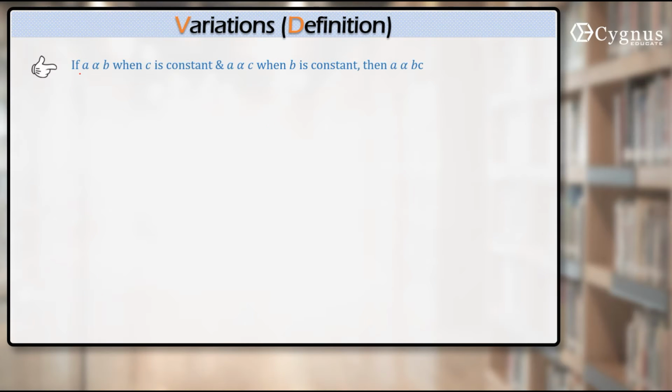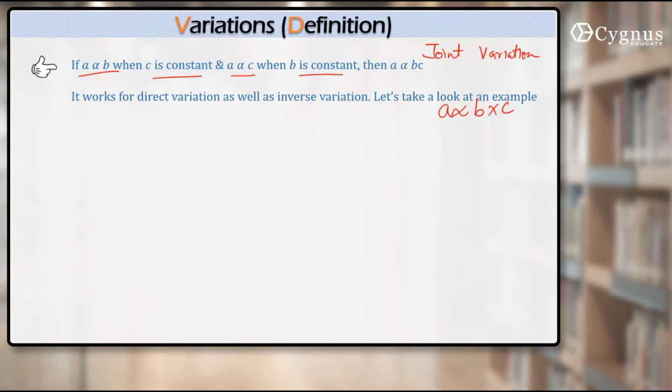If A is directly proportional to B while C is a constant, and A is directly proportional to C when B is a constant, how do we write it? We'll say that A is proportional to B and C both. Yes or no? This is how you can use this, and this is called joint variation. We call it joint variation because I'm connecting A with B and C both. So it works for direct variation as well as inverse.